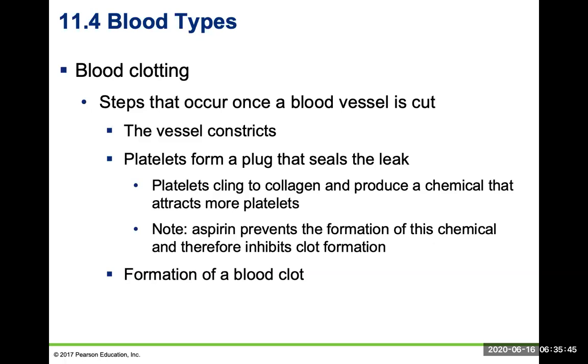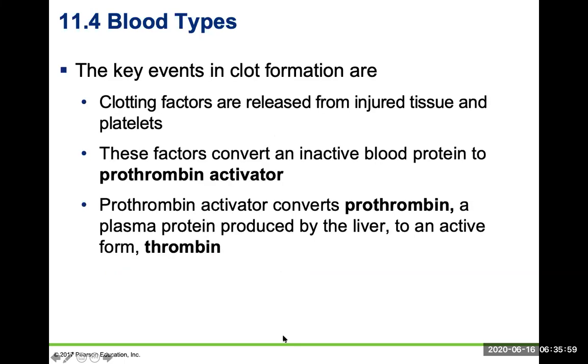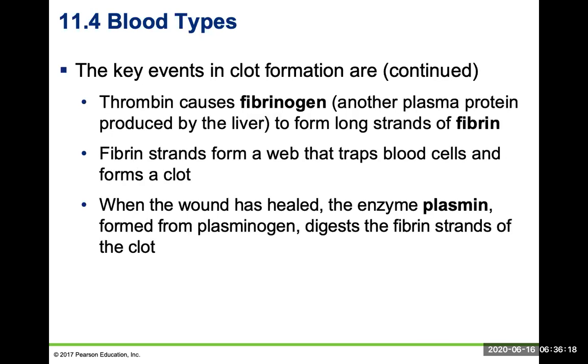So people who are elderly, who are known to have maybe heart disease, heart attacks, or blood clots, take an aspirin a day to help prevent this blood clot formation. And then a blood clot forms. There are key events in clot formation. Clotting factors are released from injured tissue and platelets. These factors convert an inactive blood protein to prothrombin activator. And prothrombin activator converts prothrombin, which is the plasma protein produced by the liver, to an active form, thrombin.